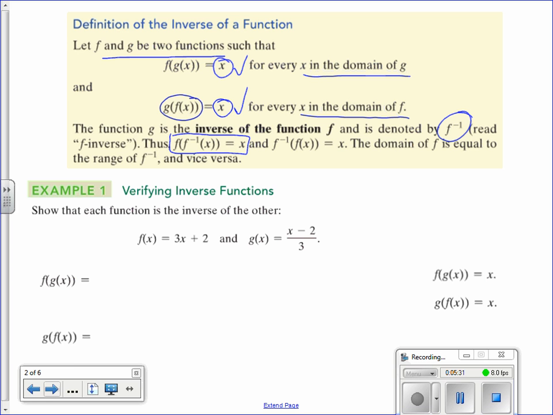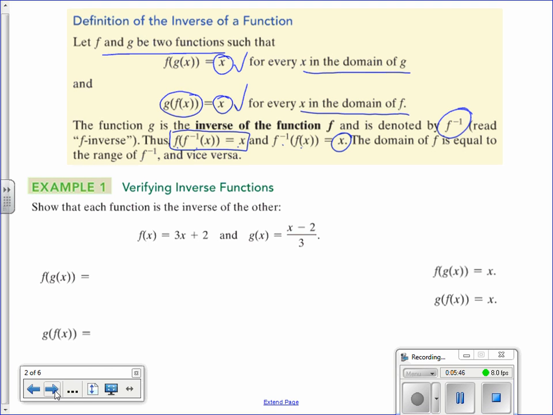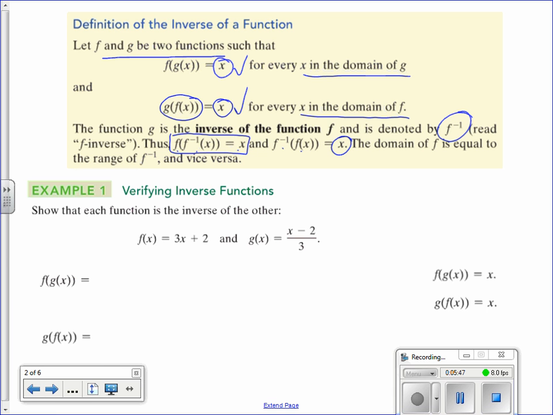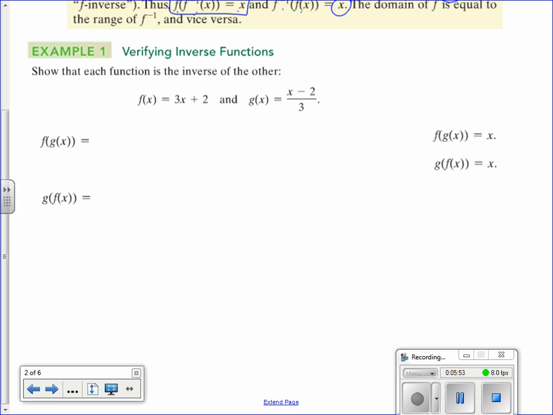If we change the name of function g to f inverse, if you compose a function with its inverse, you get x. And if you compose the inverse of a function with its function, you also get x. So that's what we have there. One interesting thing about inverse functions is that they reflect across the line y equals x. We're going to see that in a minute. And remember, last class I think we ended the class by saying that is the identity function.